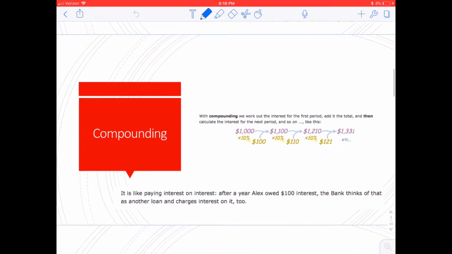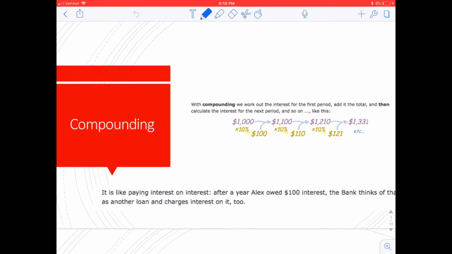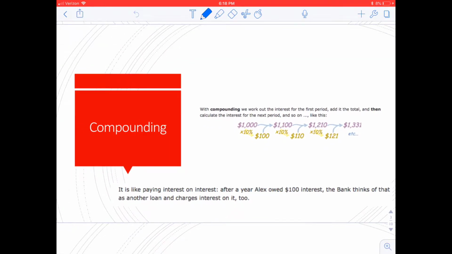When I think about this idea of compounding, we work out the interest for the first period, we add it to the total, and then we calculate the interest for the next period based on that new total. So if you have a 10% interest rate and you start out with $1,000, 10% of that is $100. So I add that and I have a new total of $1,100.